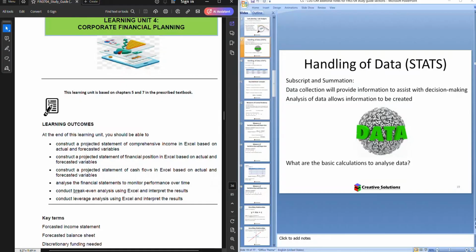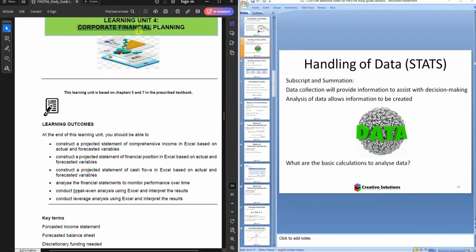Right, so this week I'm just going to follow the actual study guide outline in terms of what they want you to cover, and then we'll reference content either in the textbook or with the notes that I've shared with you. So the first thing is quite simple.